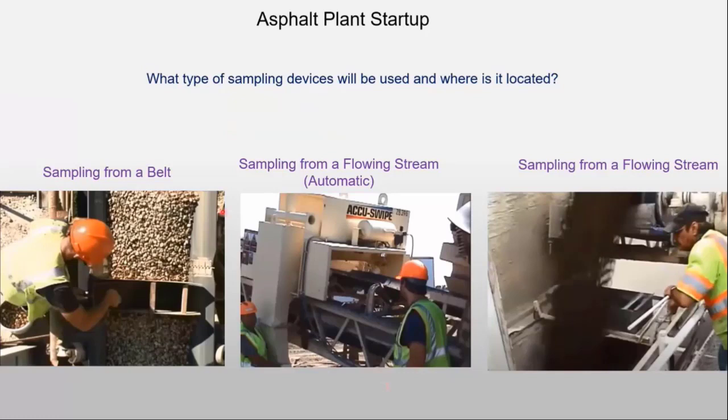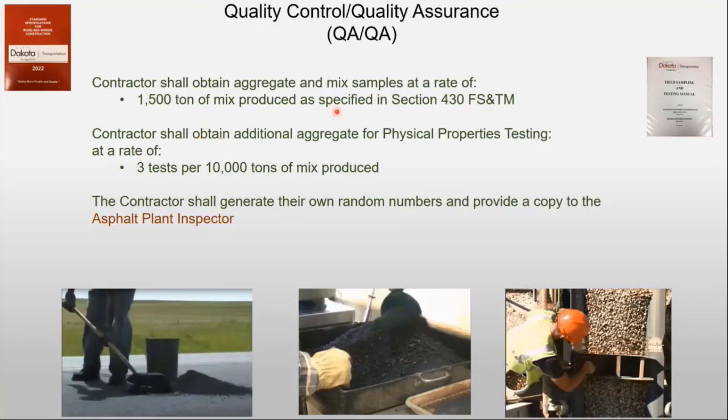And so speaking about getting samples, we want to make sure that we know where the aggregate sampling devices are at the plant and what type of sampling device. And we want to make sure that we approve this before it starts. The engineer has to approve these sampling devices. The frequencies for these tests: the contractor is to run mix and aggregate samples about every 1,500 ton. And they also have to take samples for physical properties.